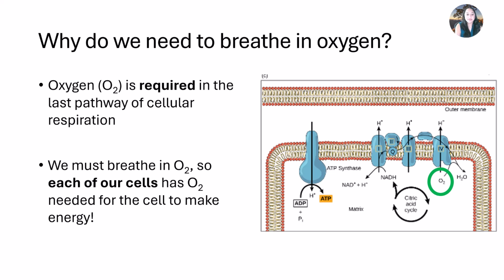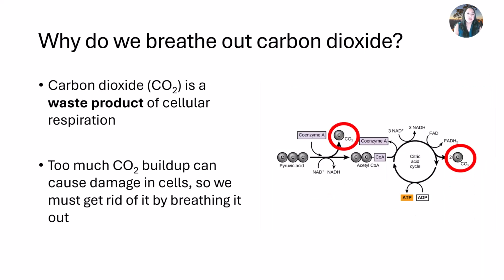Yeah. And then, why do we breathe in oxygen and then breathe out carbon dioxide? Like I mentioned with the equation, we breathe out carbon dioxide because it's a waste product. In the second stage of cellular respiration, we generate carbon dioxide molecules as a waste product, a byproduct. That's not the end goal that we're trying to make. It just ends up getting made as we shuffle around things. So we generate carbon dioxide, but too much carbon dioxide buildup can cause damage in cells. So that's why we need to get rid of it by breathing it out.